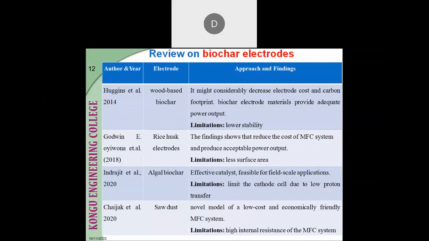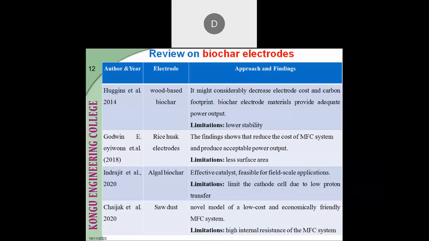In addition to that, some people have also conducted studies on biochar electrodes. In those, they used different materials like wood-based biochar, rice-based electrodes, algal biochar and sawdust. These are all the electrodes which were used by previous researchers. Whenever we are using novel materials, surely we have to make sure that a feasibility study is done.